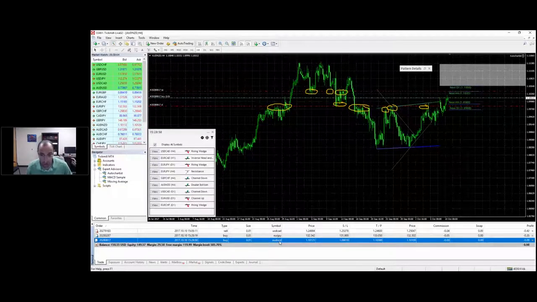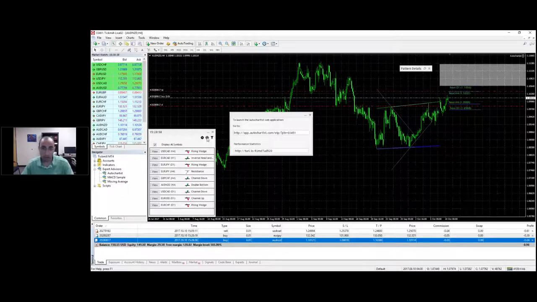Okay, so we've got some entries into the market. What I want to do right now is leave my MetaTrader open for just a little bit and let it run. But what I want to do now is open the Autochartist web application to show you an interesting piece of information. If you want to open the Autochartist web application, you would click on this little world icon. You would copy this URL from this application, and then you would open up your web browser, paste that URL into the toolbar at the top, and you will get the Autochartist web app.